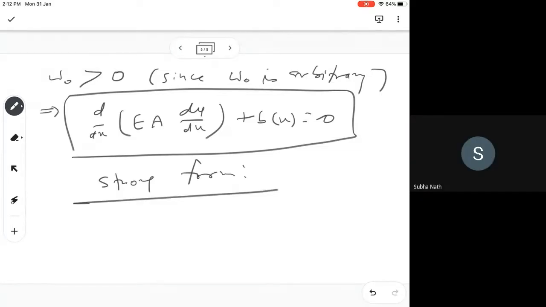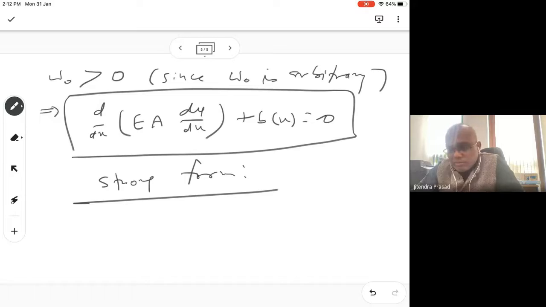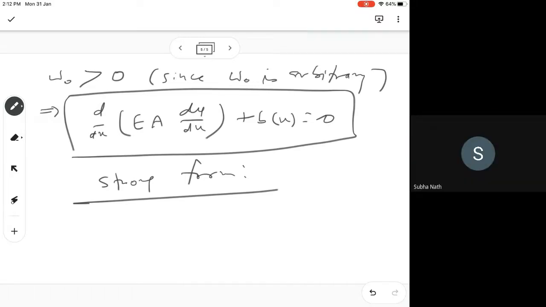Pardon, sir. Actually, sir, without choosing w naught, we can directly say that w is arbitrary. That's why we can say that this one is 0. Sure, you can also do that. Thank you, sir.